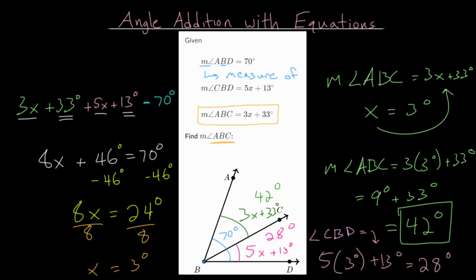And we do get 70. So we checked our work, and everything makes sense, which means we can feel very confident that 42 degrees for this measure of angle ABC is actually the correct answer here.